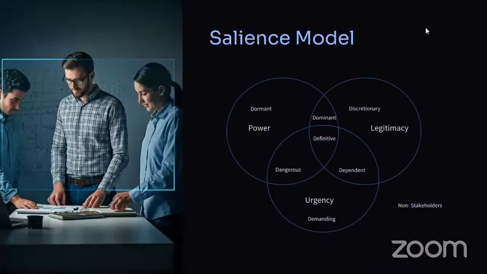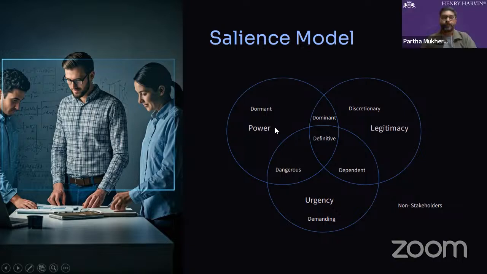Then comes the second 3D model, known as the salience model, so that we can categorize the people. So why are we considering this as a 3D model? Because, as we can see, we are considering power, legitimacy, and urgency. So here we are getting so many types of stakeholders: dormant, dominant, discretionary, definitive, dangerous, dependent, demanding. And if we do not put any person into these categories, those people would be regarded as non-stakeholders.